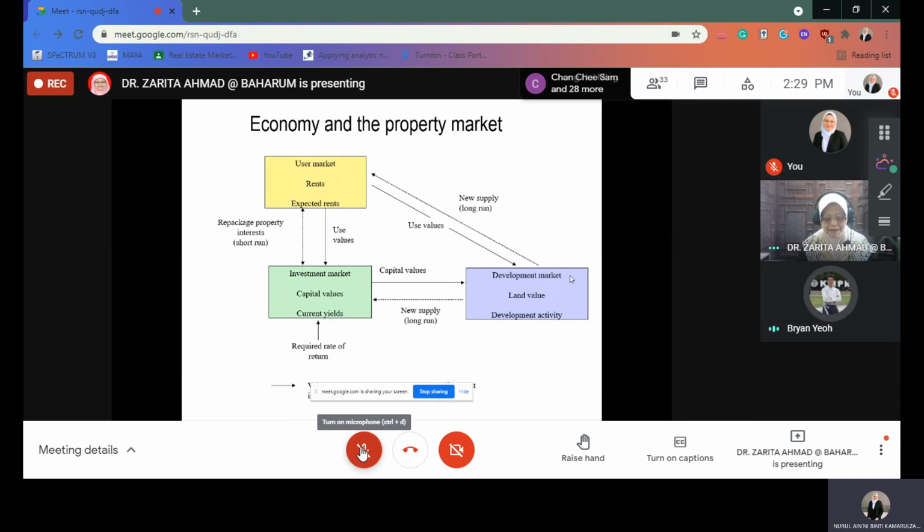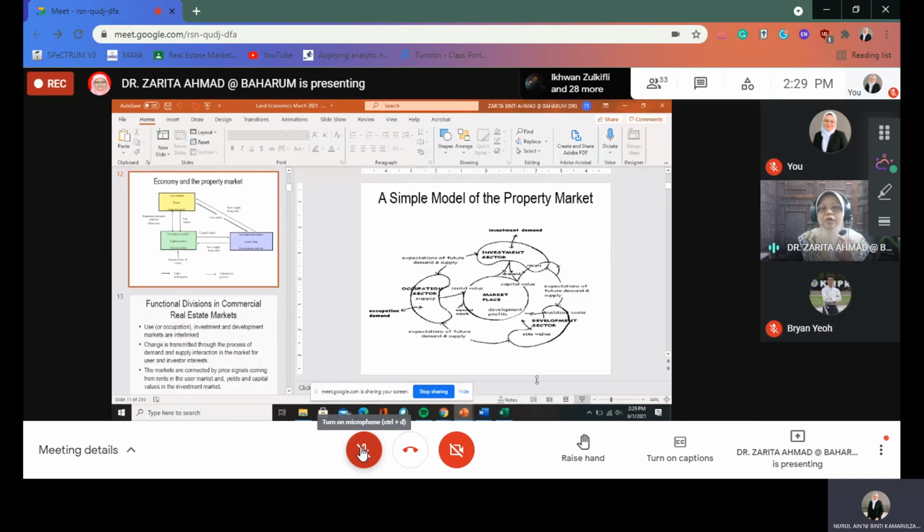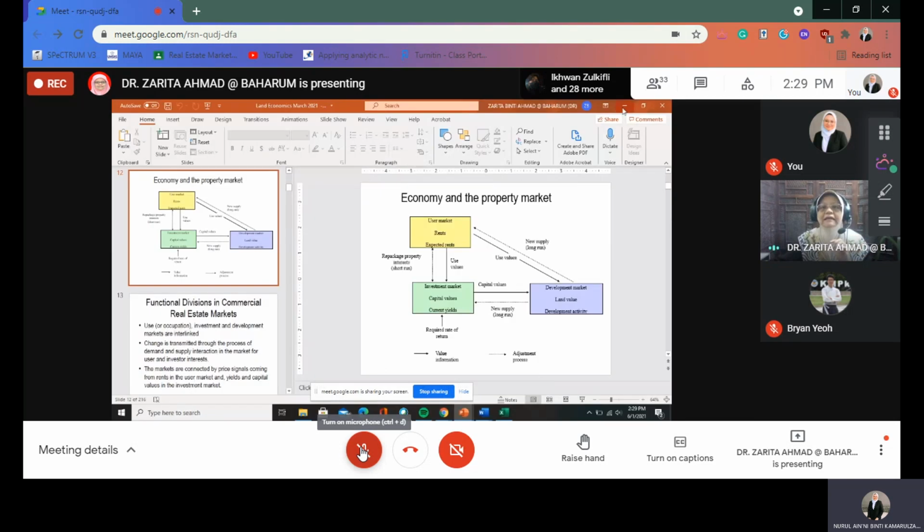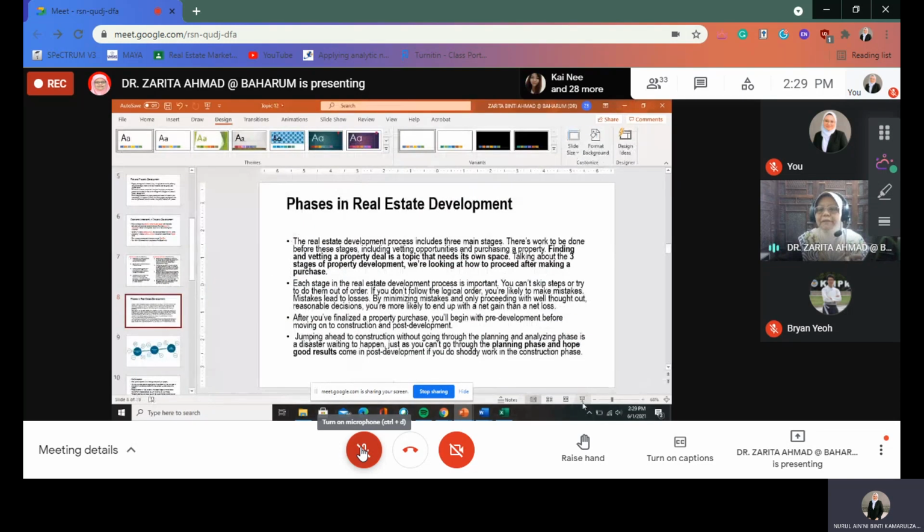Dr. Rosli punya. Oh, Dr. Rosli punya. All right. Okay. So now you understand. Okay, that's how important development is all about. Okay, kalau you dah faham, okay. Because this is how you need to understand your property market. Okay, right. Okay, now we go back.